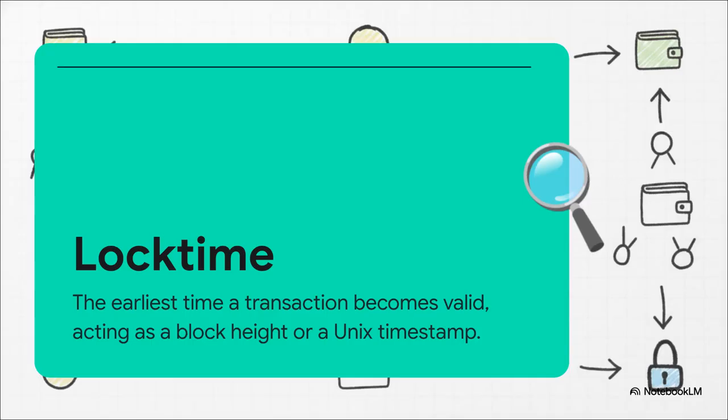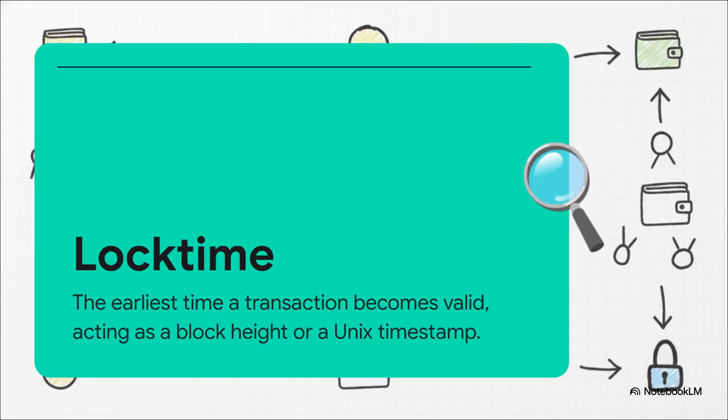Lock time is a really cool feature. It's basically like post-dating a paper check, ensuring the network totally rejects it until a specific time or block height is reached. Most transactions just set this to 0, so they're valid immediately. But if you set it below 500 million, it acts as a block height, meaning it won't process until that exact block is mined.